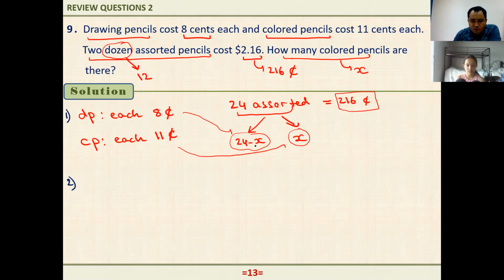So we got 24 minus X drawing pencils, and for each we paid 8 cents. So how much did we pay for drawing pencils? 8 times the number of drawing pencils, plus, and also we bought what? Colored pencils. Each one is 11. How many did we buy? X. So here we have 11 times X. This amount we paid for colored pencils. And the total amount is how much? It is 216 cents. Make sure that on the left-hand side and right-hand side, we are using the same units. Here on the left-hand side, we use cents. On the right-hand side, we have cents. Now, cents cancel out each other, okay?